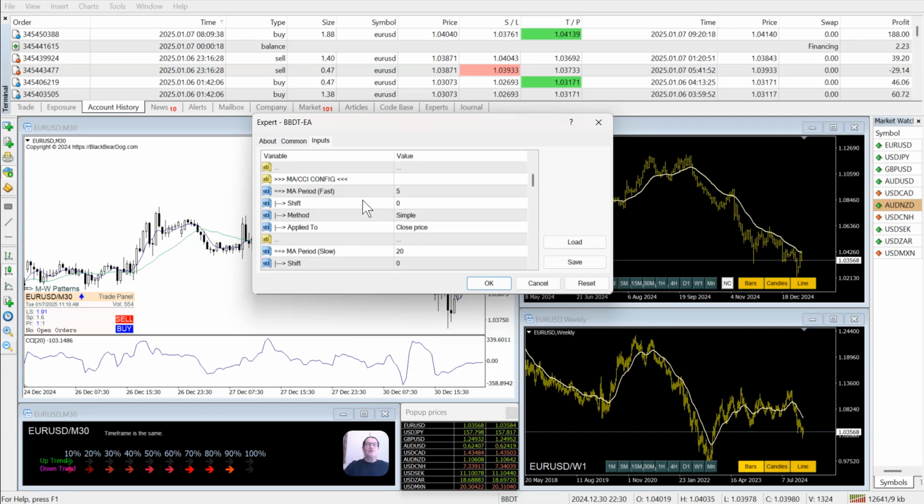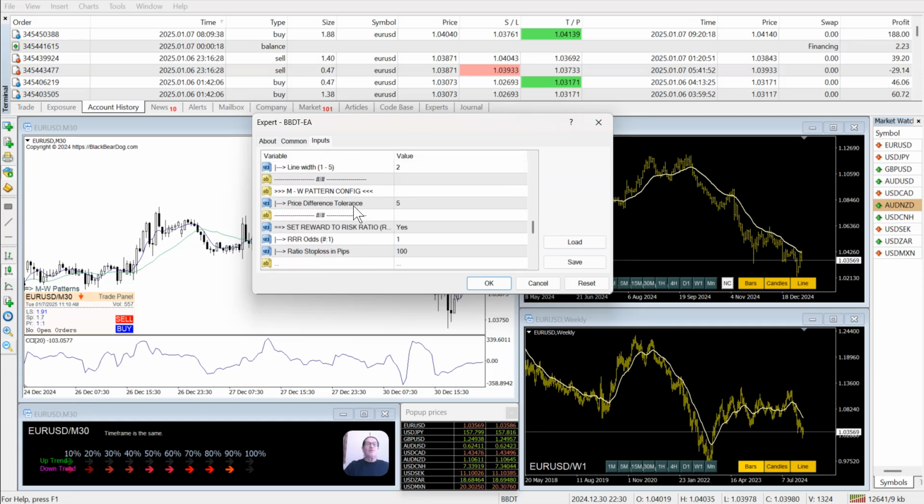Then we scroll down where we see the option that will ask us to set the M and W pattern configuration. And the only thing to configure here is the price difference tolerance. The smaller you set that number, the smaller the gap will be between the neckline and the tip of the pattern M or W. The larger you set this number, the larger the gap will be between the neckline and the tip of the M or W pattern. Don't worry if you don't know yet about the neckline. I will explain that to you right now. But first, let's finish up our setting.